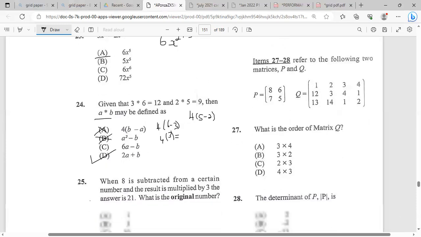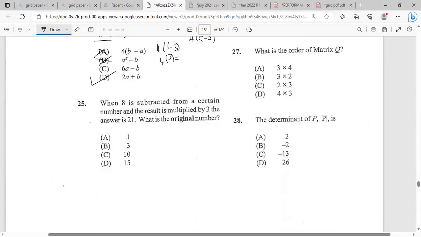You have to have patience. All right, when 8 is subtracted from a certain number and the result is multiplied by 3, the answer is 21. What is the original number? So we are going to work from 21 and do the inverse. It's a multiply by 3, so we divide by 3. So we're at 7 now, and then they say 8 is subtracted, so what do we do? Add. Just do the inverse of it, so that's 15.